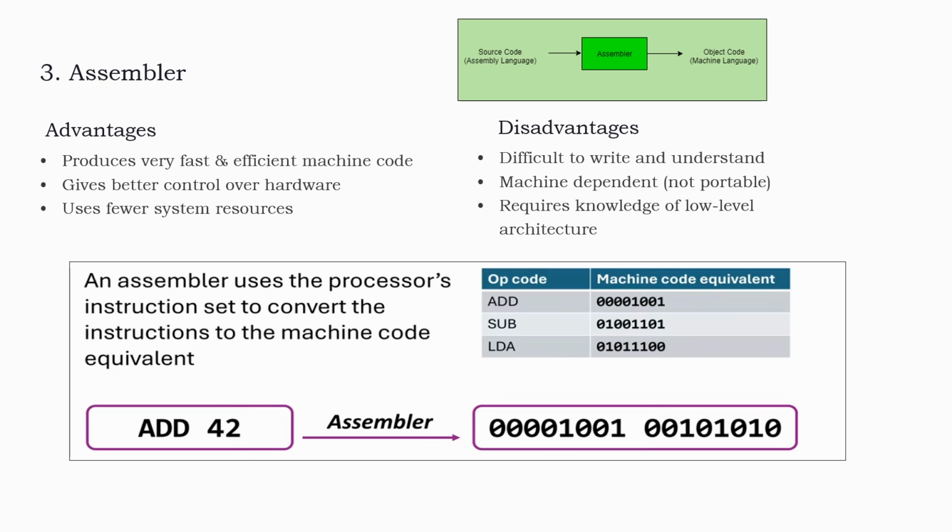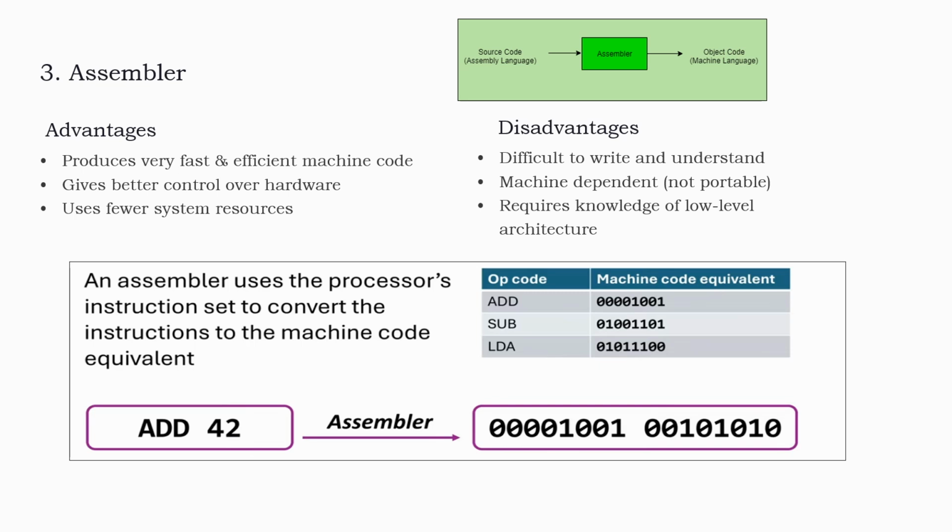Now, let us discuss the assembler. An assembler is used to translate assembly level language into machine code. You can see here an assembler uses the processor instruction set to convert the instructions to machine code. Like you can see, this is a mnemonic. ADD is a mnemonic. You're going to add 4 and 2. It is going to generate machine level code.